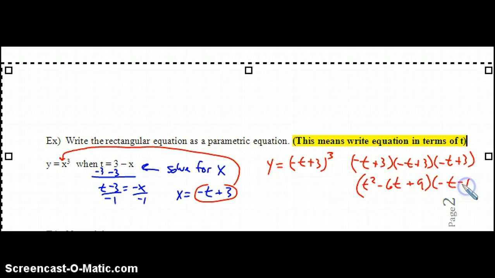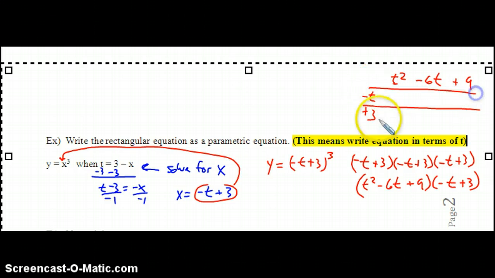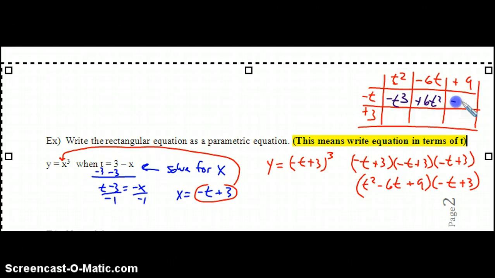And then I have to multiply that by -t plus 3. To do this, I'm going to make my table over here, where I put one of the polynomials spread out horizontally, and the other one spread out vertically. And then I can go through and make my table to multiply these together. So I'm going to get -t to the third plus 6t squared minus 9t plus 3t squared minus 18t and then plus 27.